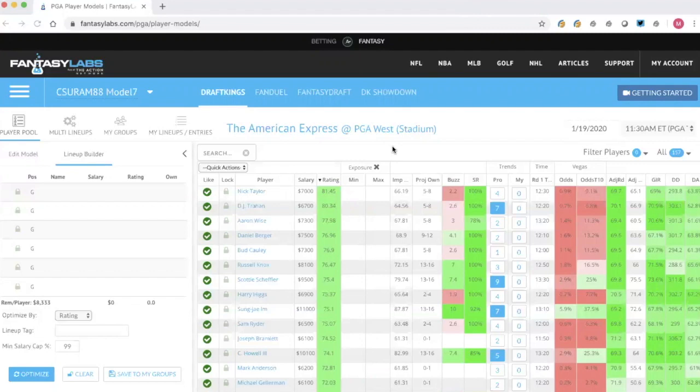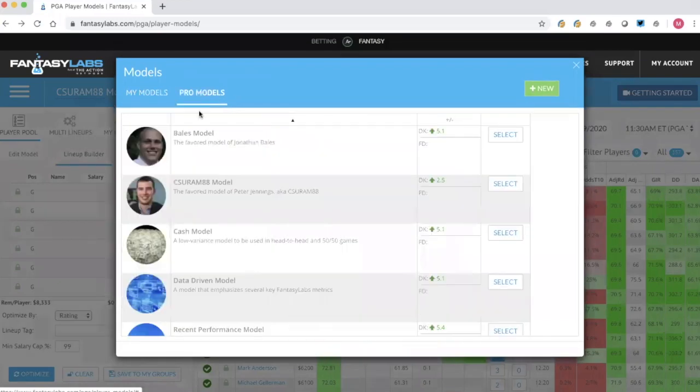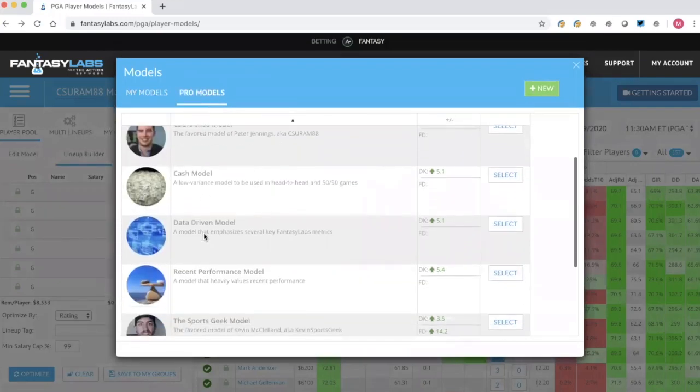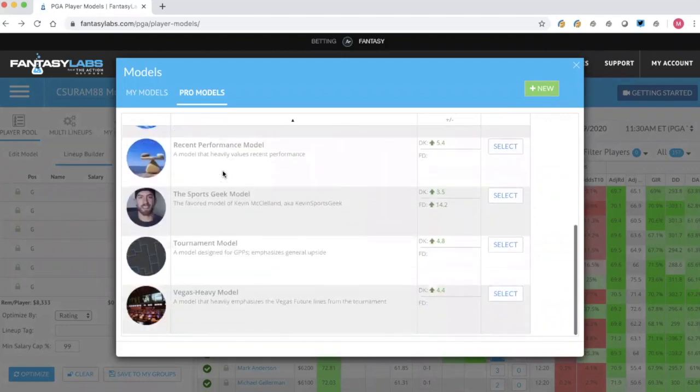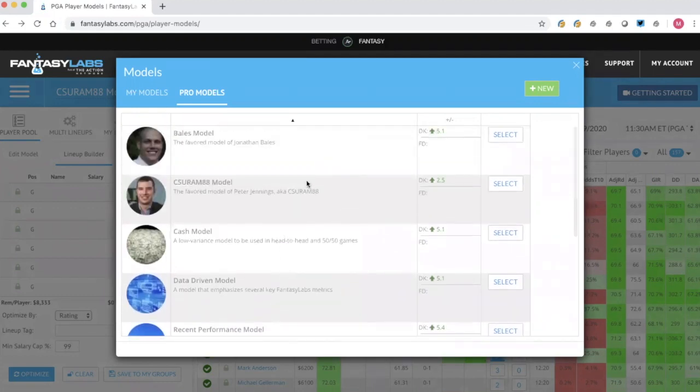And today I am going to be going over the PGA models and how to get the most out of them, and what some of these different metrics mean. So right now I am in the CSU Ram 88 model. We have a few different pro models to choose from: Bales model, Cash model, Sports Geek model, and the Cash and Tournament model. Of course, you can select any of these pro models or you can build your own.